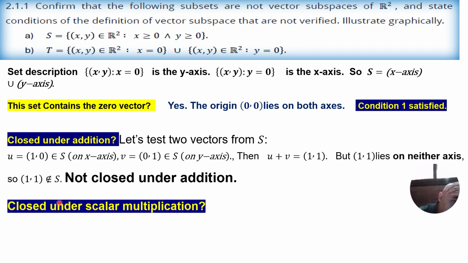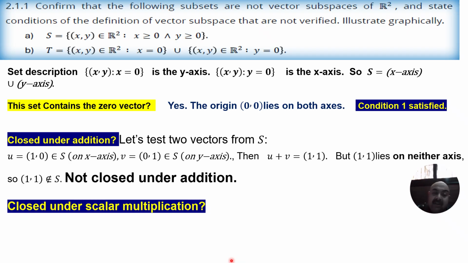Of course, it is closed under scalar multiplication, because if you have a point that belongs to either the x-axis or the y-axis and you multiply it by a number, the result will be on the x-axis or on the y-axis respectively. I mean, if you have, for example, 1 and 0 multiplied by 1,000, you will have 1,000 and 0, which belongs to the x-axis.